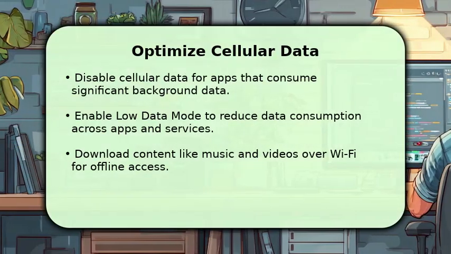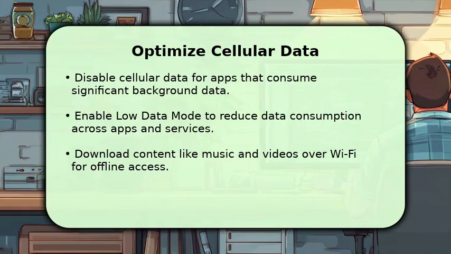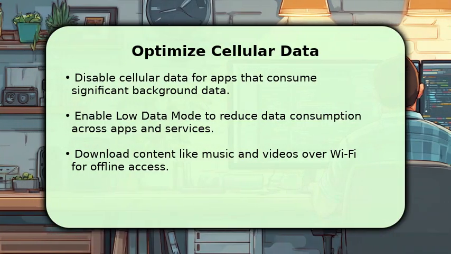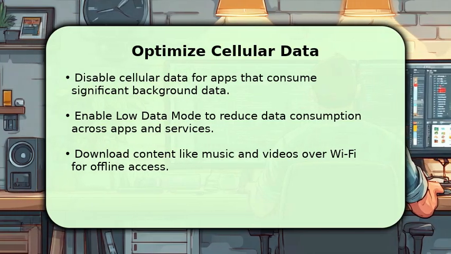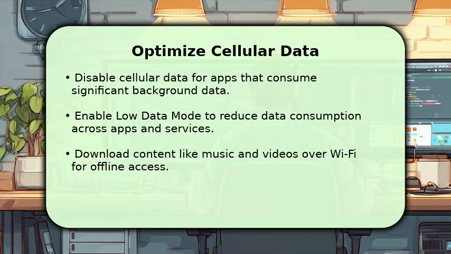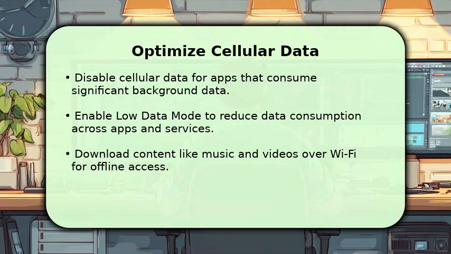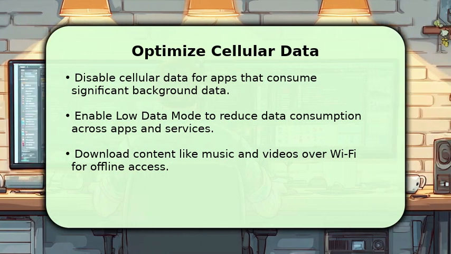To optimize your cellular data usage, begin by identifying and disabling cellular data access for applications that consume a significant amount of data in the background, such as social media or streaming services. Next, activate low data mode in your settings. This feature automatically reduces data consumption across various apps and services.